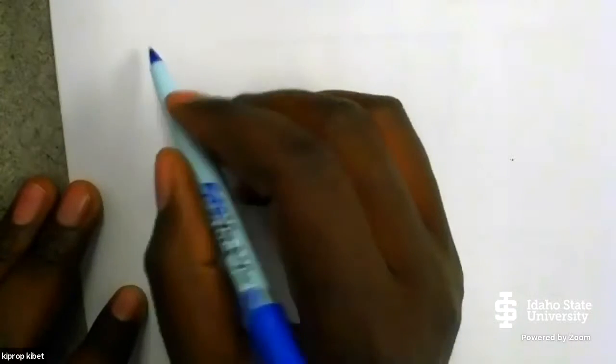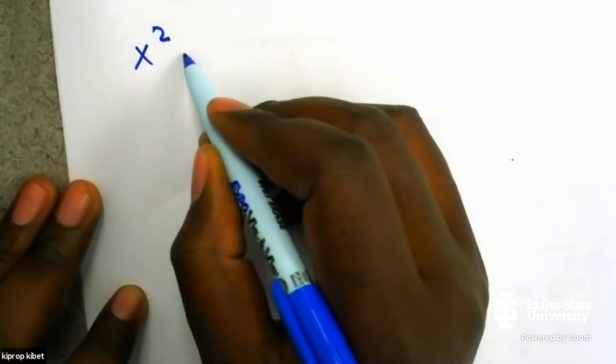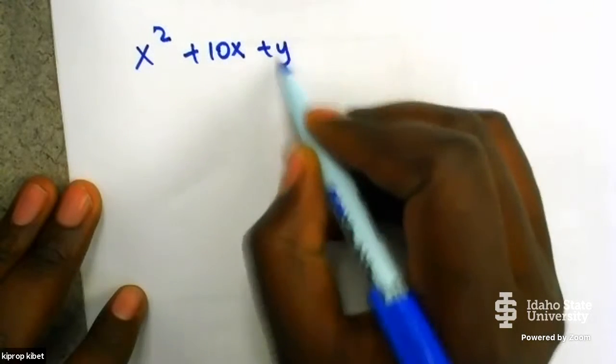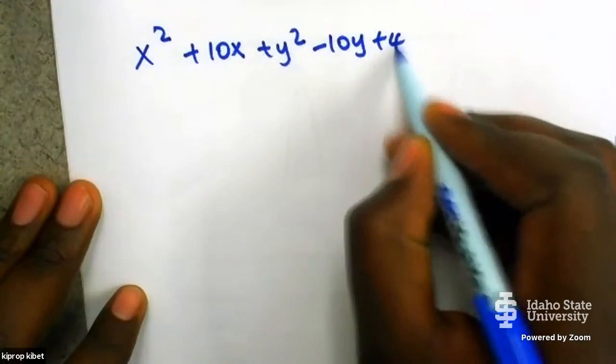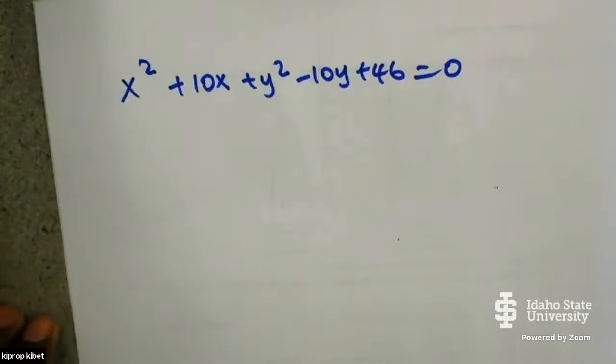Okay, finally, we're given x squared plus 10x plus y squared minus 10y plus 46 equals 0. Then you're told to write the circle below in standard form and then graph. So this can appear in the exam. Something like this. So write that one in standard form, and then you graph.